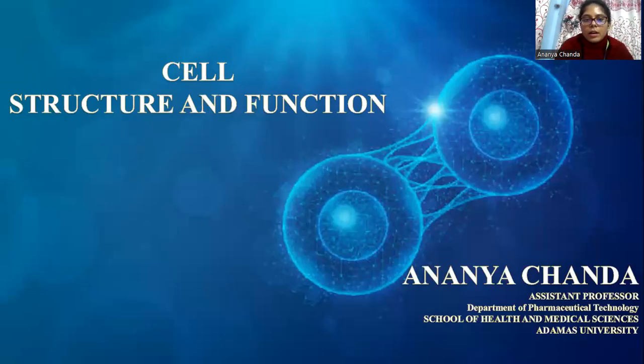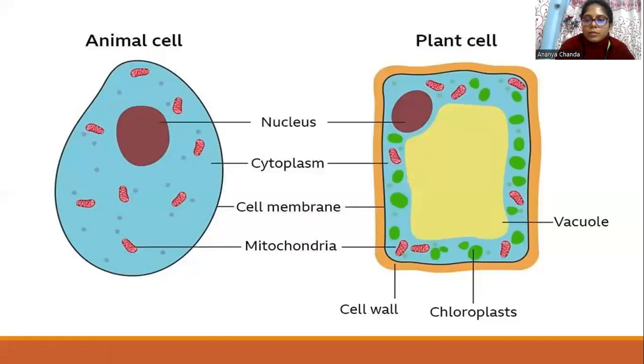Hello everyone. Our next module is about the cell structure and its function. There are two types of cells, the animal cell and the plant cell. Both cells contain what? The nucleus, cytoplasm, cell membrane, mitochondria. But a plant cell actually contains what? The cell wall, chloroplast and vacuoles.